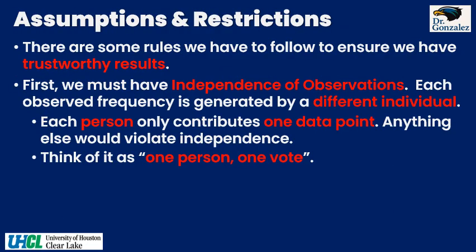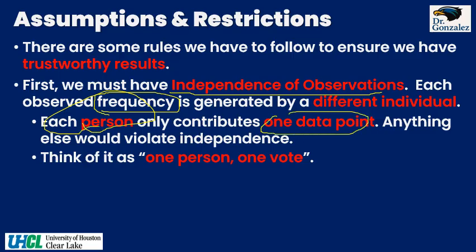As with any statistical test, there are some assumptions and restrictions we have to keep in mind. In order to have trustworthy results, the first thing with a non-parametric test is we have to have what's called independence of observations. Independence of observations simply states that each frequency, each observation is generated by a different individual. In other words, you only have one vote. One person equals one data point. So you can think of it as one person, one vote.